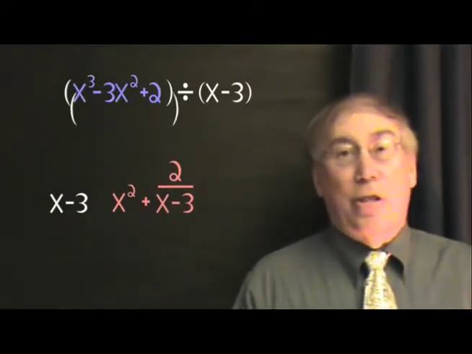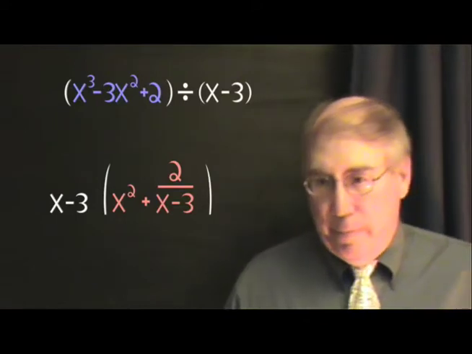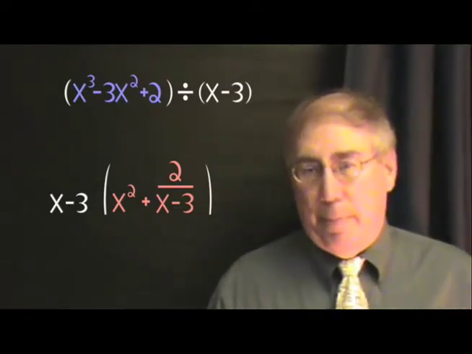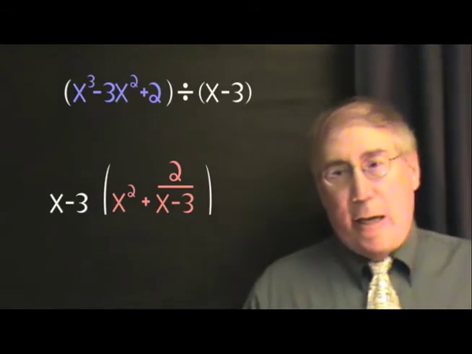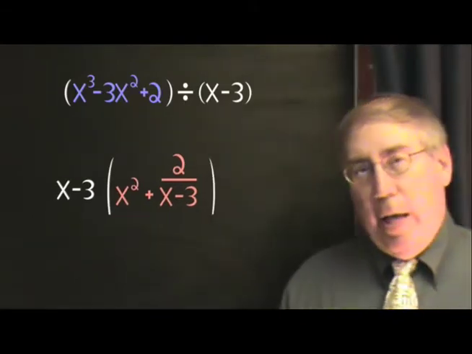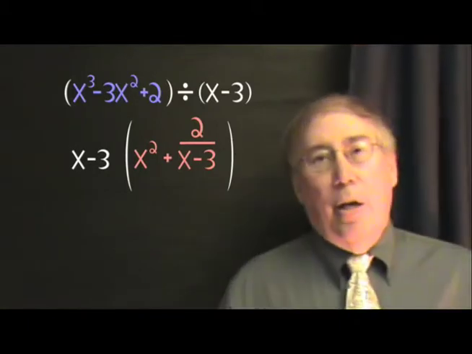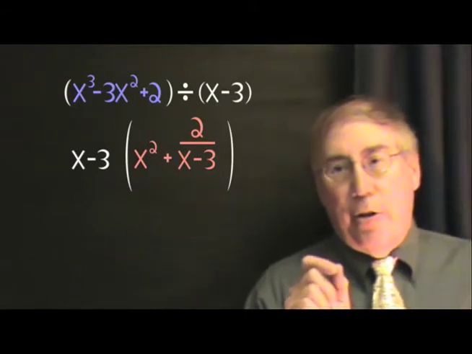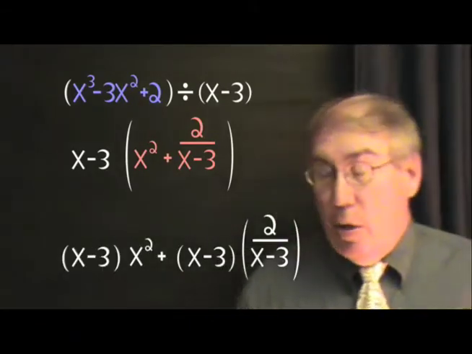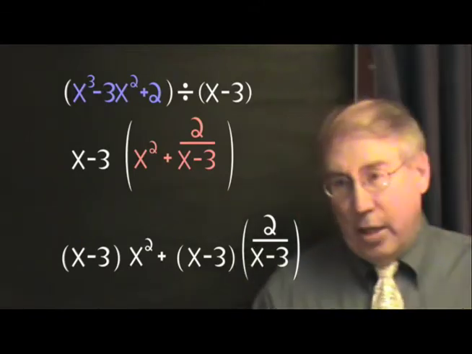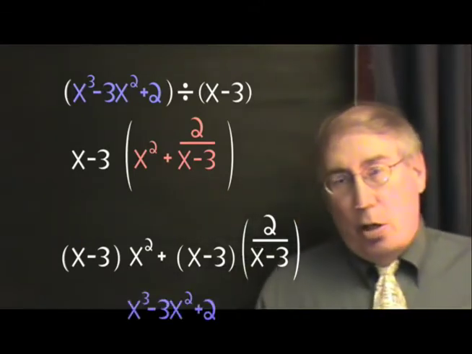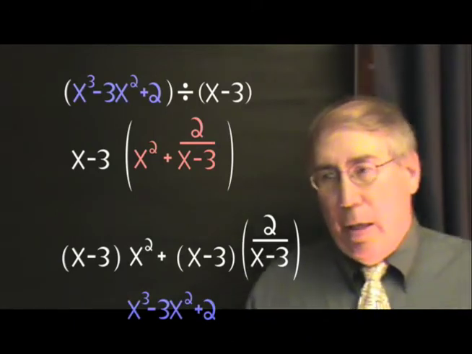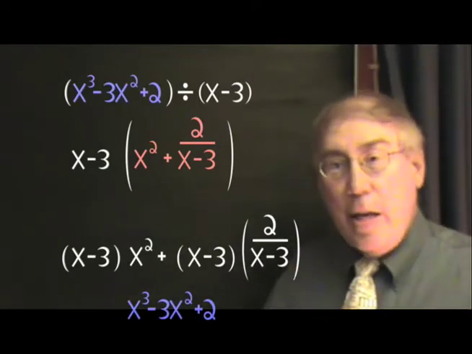We did this problem the same way as we did the pizza problem. So let's check it like we did the pizza problem. Let's multiply the divisor times the quotient. So here we have a distributive property where we have to multiply the x minus 3 times each of the terms within the parentheses. And we'll set this up so you can see how this looks. We want to come out with the same as we got as the dividend: x cubed minus 3x squared plus 2.